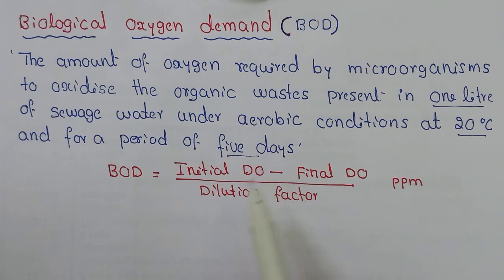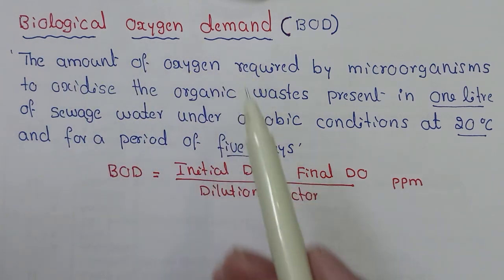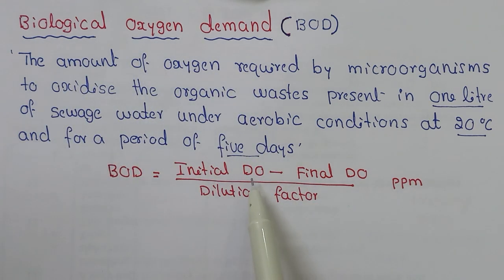Dissolved oxygen we can determine using Winkler's method. So we can determine the initial dissolved oxygen before subjecting to oxidation. Then after 5 days at 20 degrees Celsius, the final dissolved oxygen.